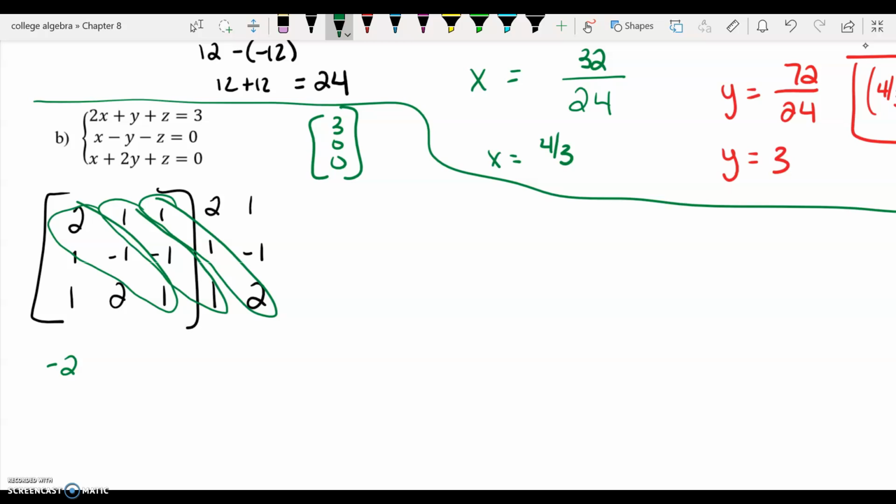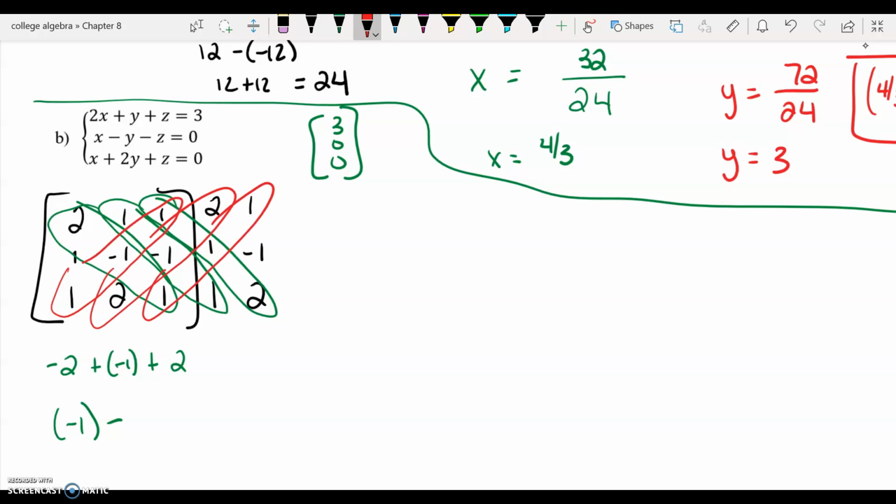So I'm going to do -2 plus -1 plus 2. So that ends up being -1 minus, do the other diagonal, -1 plus -4 plus 1. So that'd be a -4 here. So -1 plus 4 would be 3. So that's a determinant of the original one.